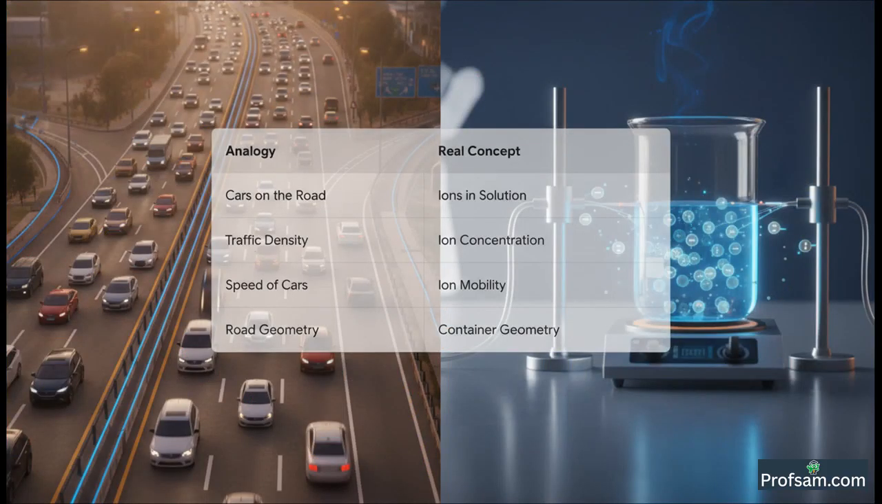The cars driving on the road, those are like the ions moving in the solution. The traffic density, which means how many cars are on the road, is just like the concentration of ions in the solution. The speed of the cars is analogous to the mobility of the ions, how fast they can move. And just like a wider road allows more traffic, the geometry of the container can also affect the conductance.